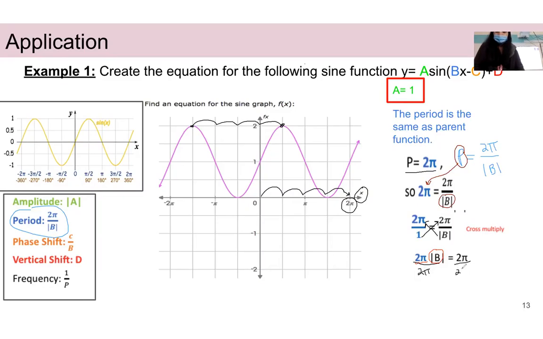And you'll see why division works. Take a look. When you divide, these will cancel out because 2 pi divided by 2 pi is 1. And you're going to be left over with just b is equal to 2 pi divided by 2 pi.